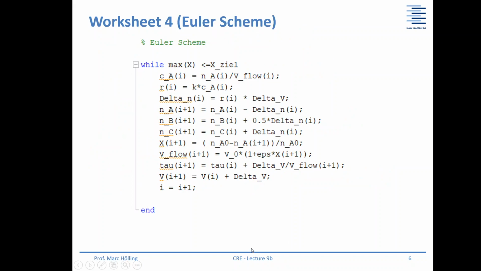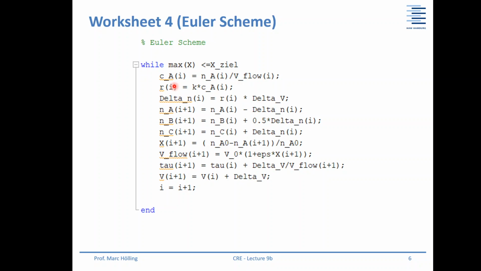Okay, part D was about the Euler scheme. I just copied a part of my code here, so these are the important parts. How did I do this? We want to know when a conversion of 80% is reached. This time I solved it with the while function. I'm always checking the maximum conversion, and if this is below my target conversion of 80%, then this loop is done again and again. And if the conversion is bigger than 80%, then it will stop, and we know our volume in the end.